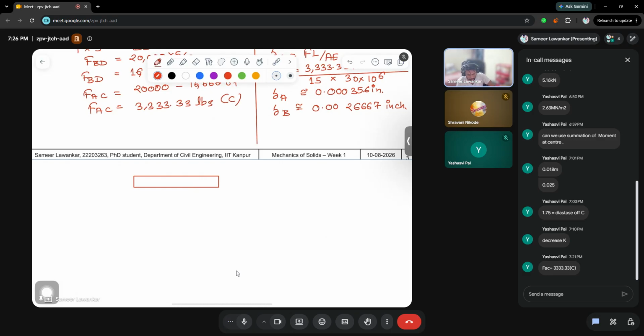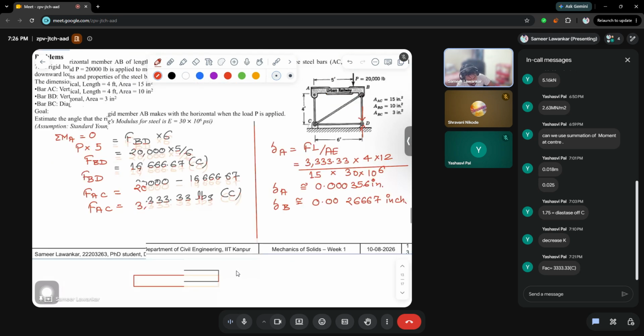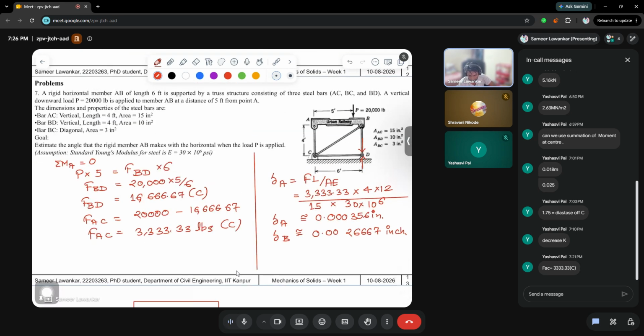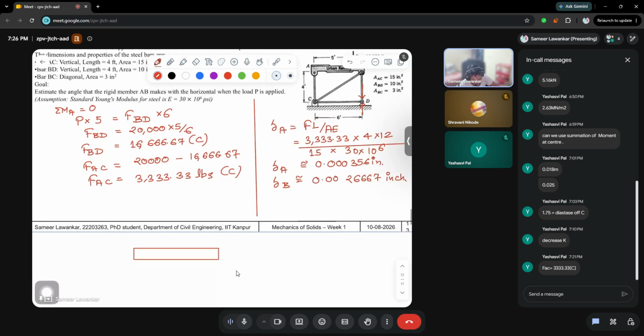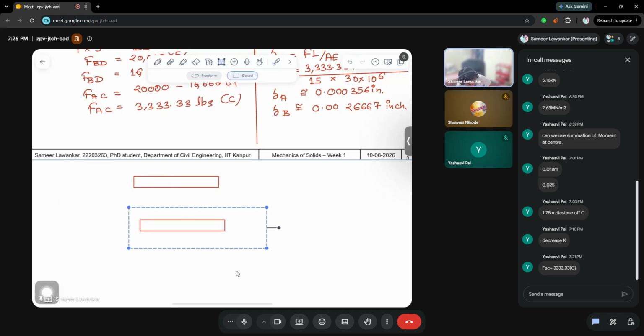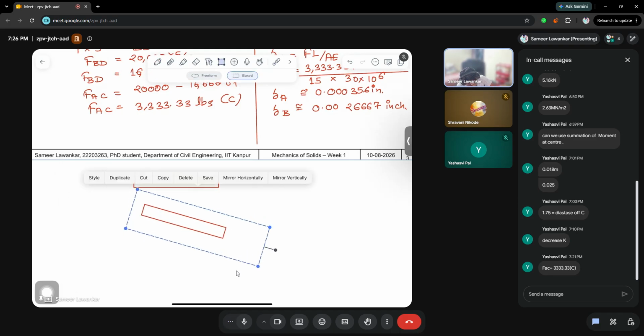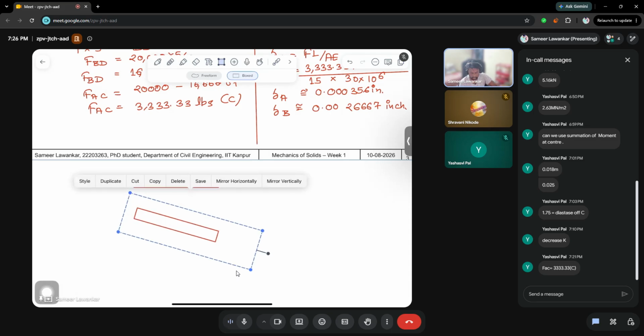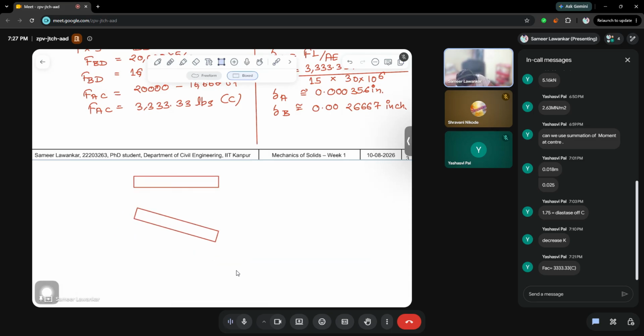Okay, so let us suppose that this was the original position of the rigid member. As delta A is less and delta B is more, what is actually happening? It is being tilted up in this direction. Let me just use this here. It is somewhat in this direction, correct? Like this.